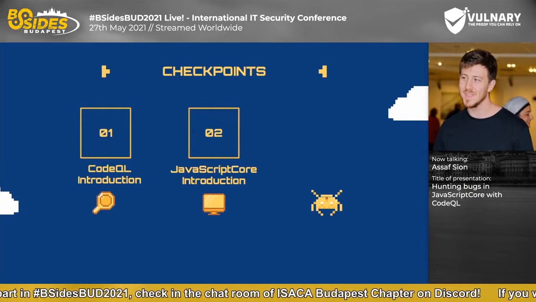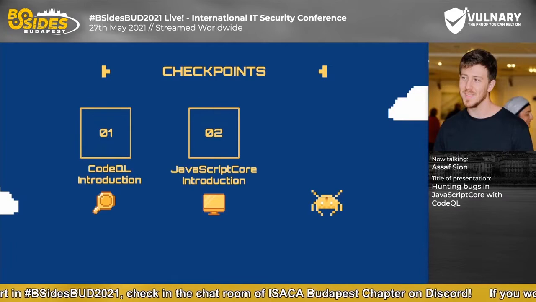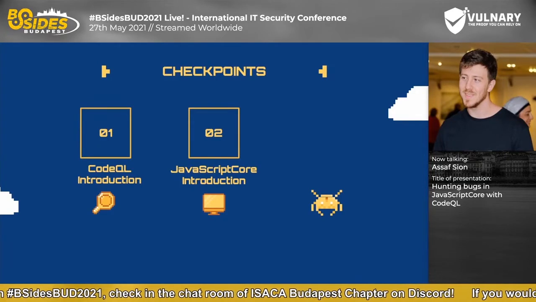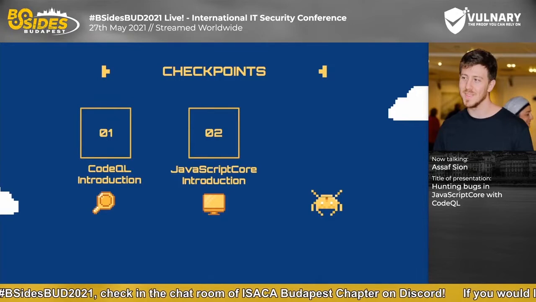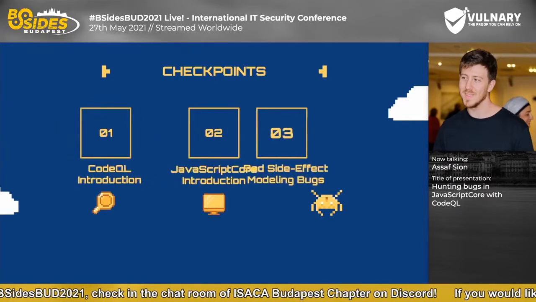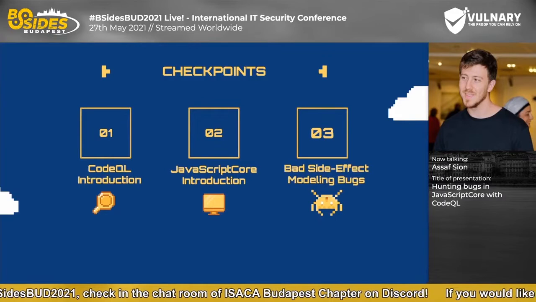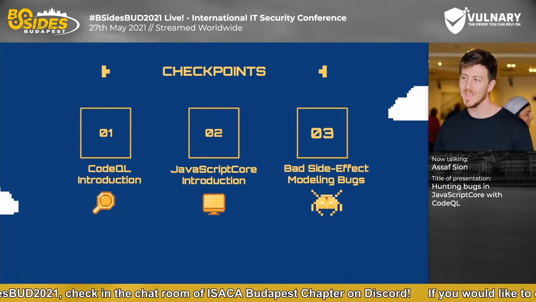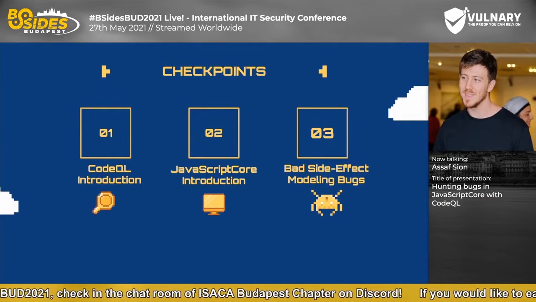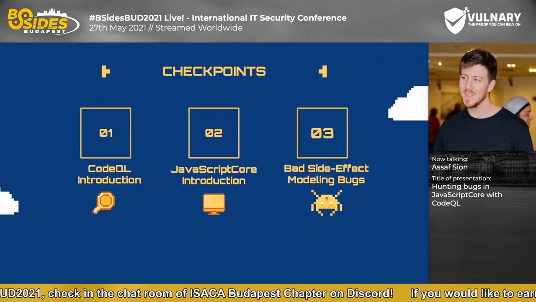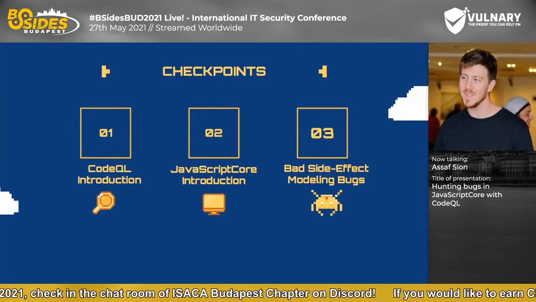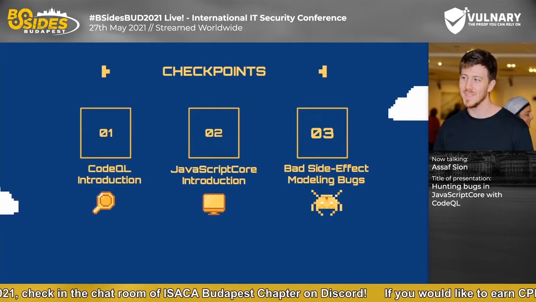We'll talk about how JavaScript Core processes JavaScript instructions, what types of JIT engines there are in JavaScript Core, and what side effects in JavaScript are. Finally, we'll talk about bad side effect modeling bugs, a bug class that exists in JavaScript engines, and then after that, we'll find out how we can use CodeQL to find these types of bugs.